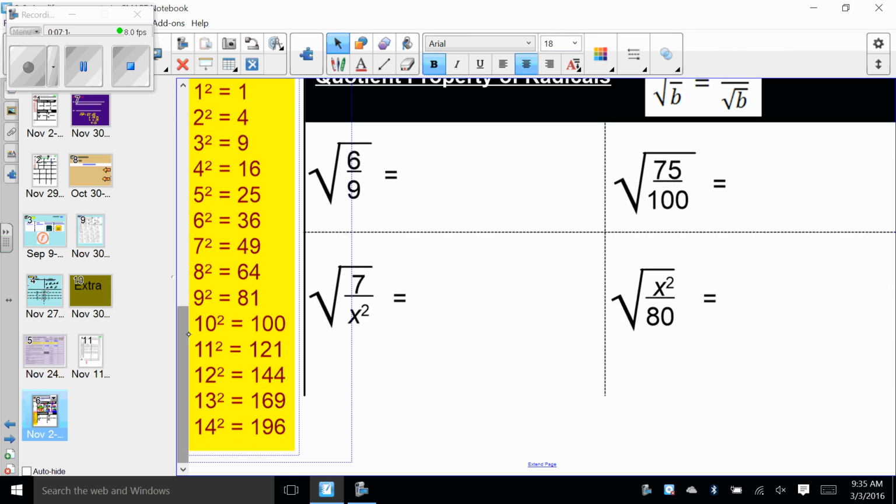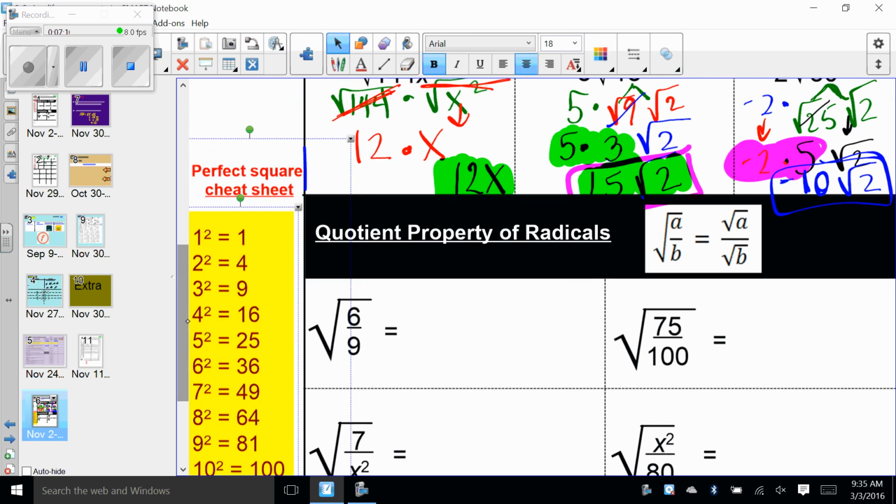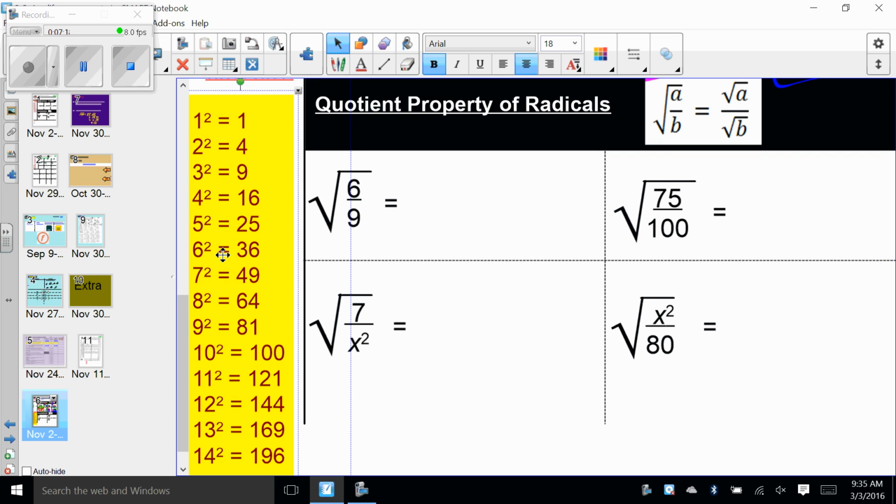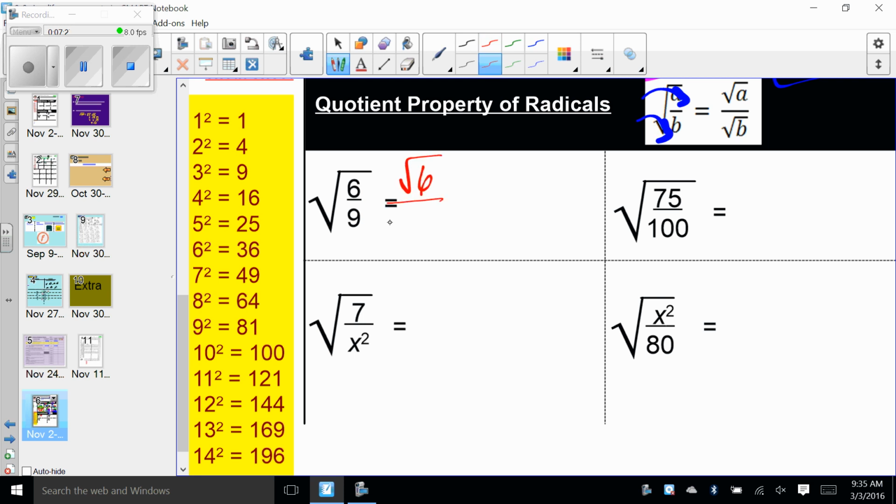Trying to get that all on one screen. There we go. So quotient properties say that I can give the square root to the top and I can give it to the bottom, so we can break it apart. So as I do that, I end up with the square root of 6 on top and I end up with the square root of 9 on the bottom.